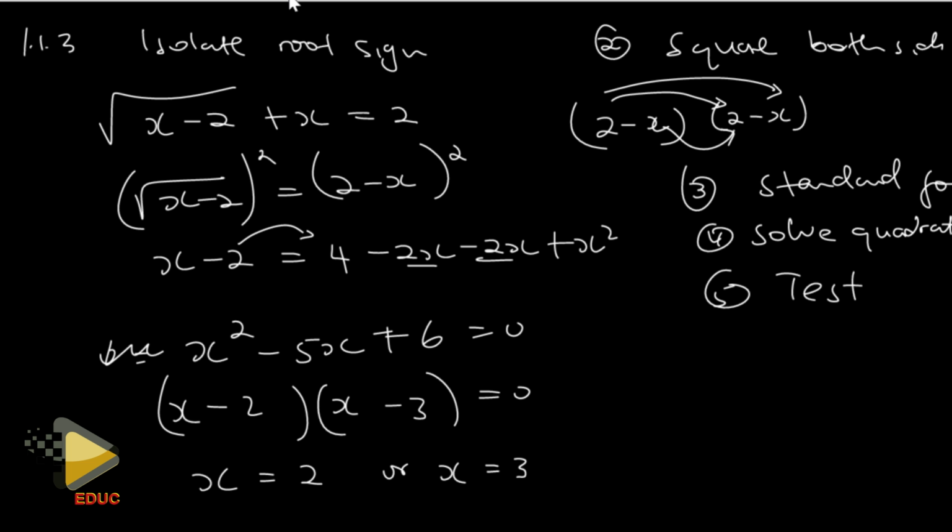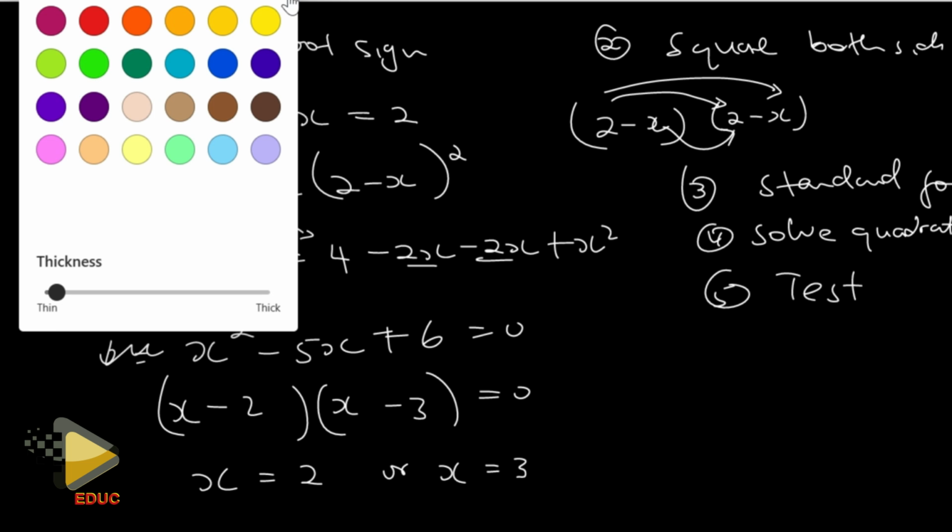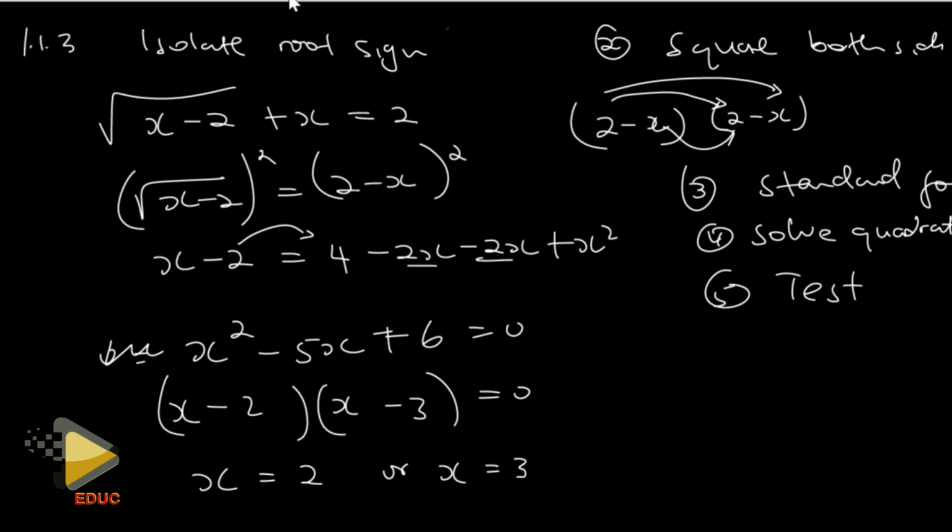When you're testing the answers, you have to use the first equation, this equation here. So if I replace x with a 2, am I going to get what is on the right hand side? If I replace x with a 3, is it going to give me what is on the right hand side? So let's see. 2 minus 2 is going to be a 0. Square root of 0 will be a 0. Now plus the x, which is a 2.